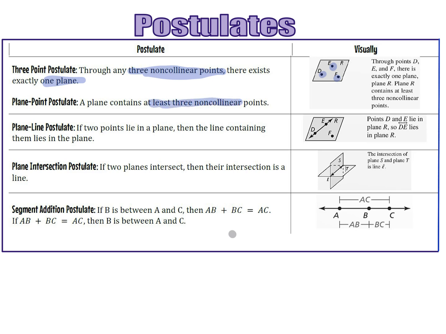The reason the word non-collinear is there is because if all 3 points were on the same line, that doesn't necessarily define a plane. That line could be in different planes. Next is the plane line postulate, which says if 2 points lie in a plane, then the line containing them is also in the plane. 2 more, we're almost there. The plane intersection postulate says that if 2 planes intersect, their intersection is a line. For all of these postulates so far, we talked about and visualized these in the first video, where we talked about the definitions of planes and lines and intersections.